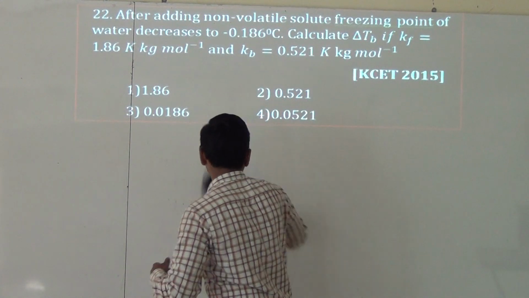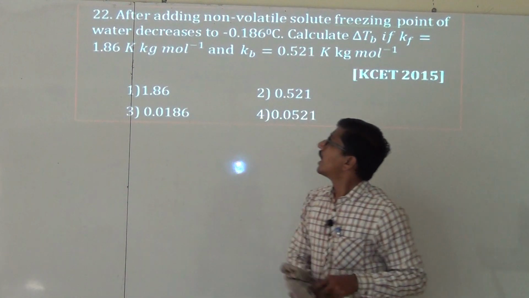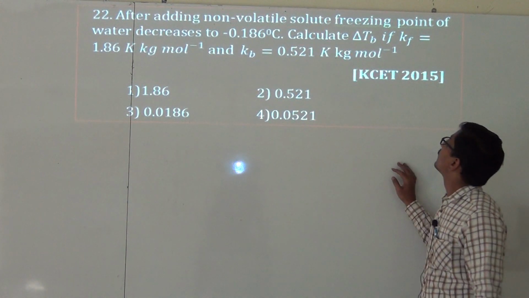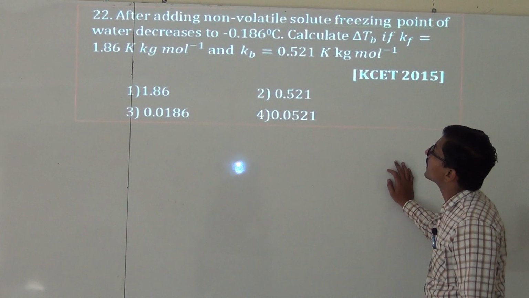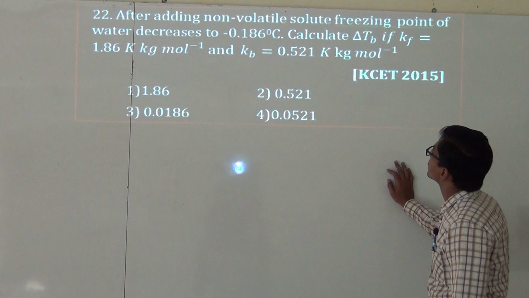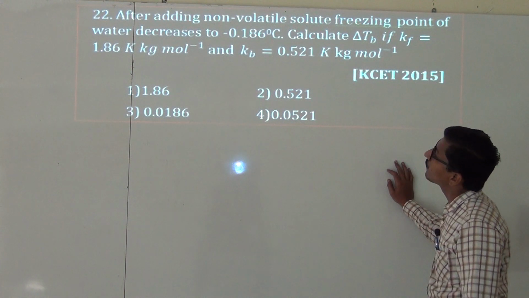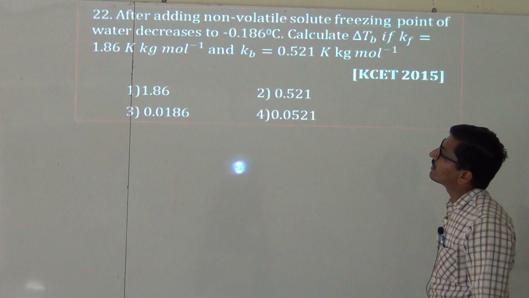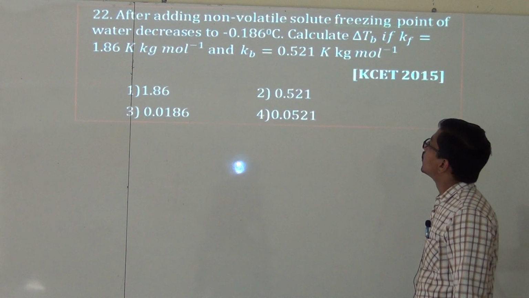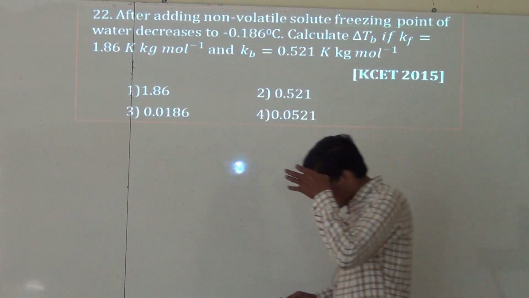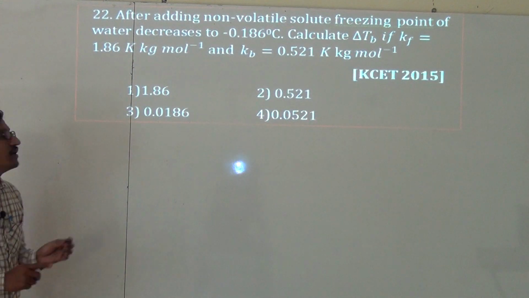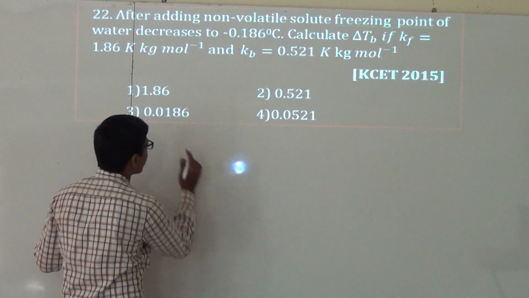Next question: after adding a non-volatile solute, the freezing point of water decreases to minus 0.186 degrees Celsius. Calculate delta TB if Kf is equal to 1.86 Kelvin kg per mole and Kb is equal to 0.521 Kelvin kg per mole. This is based on a combination of both elevation of boiling point and depression in freezing point.